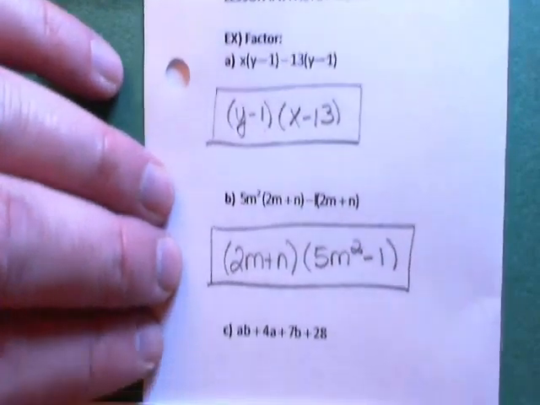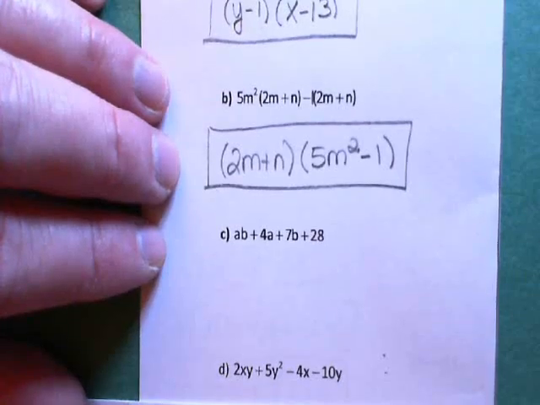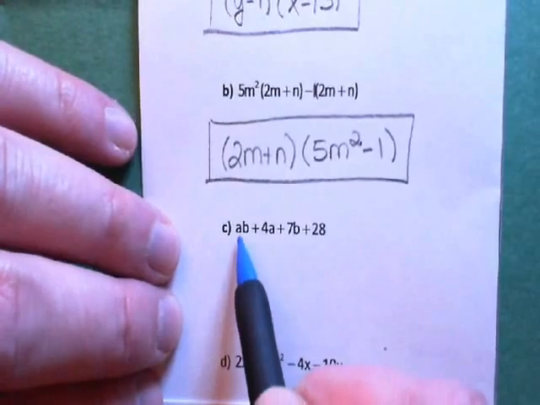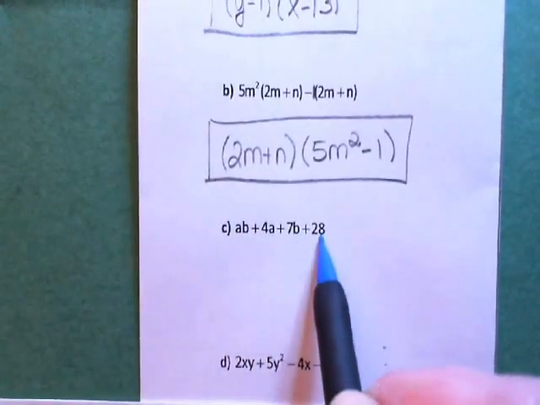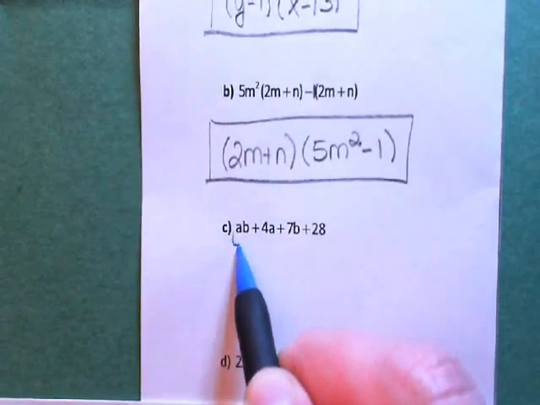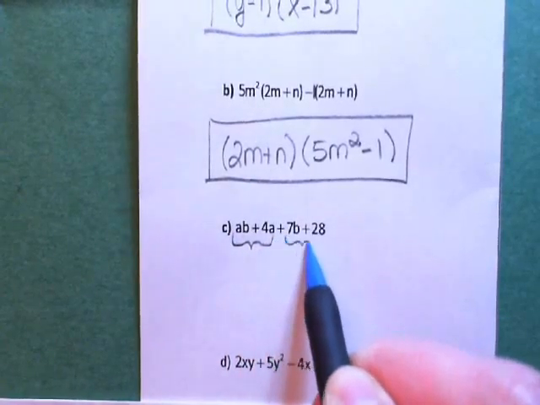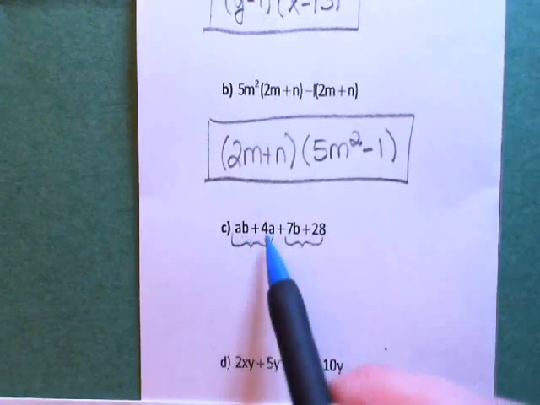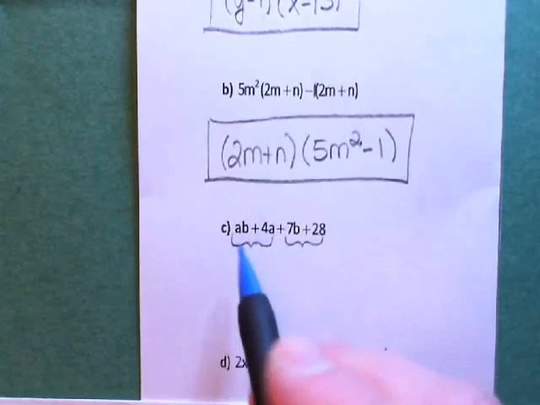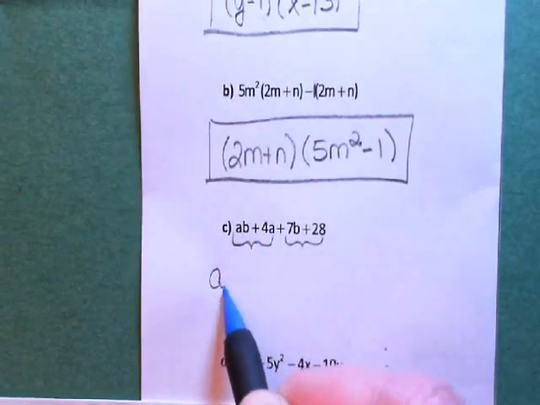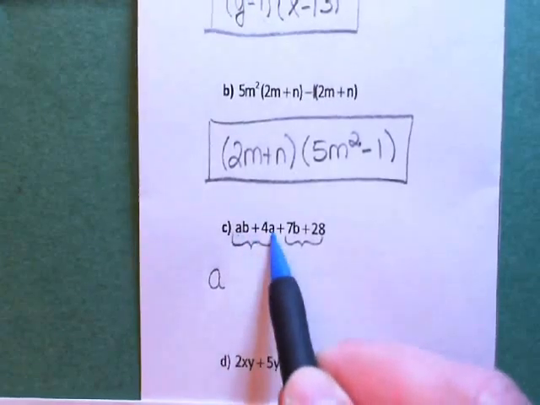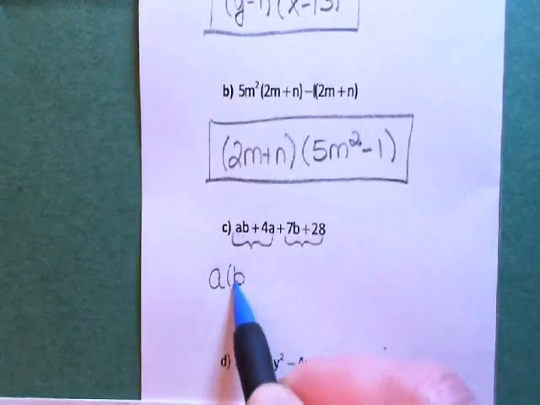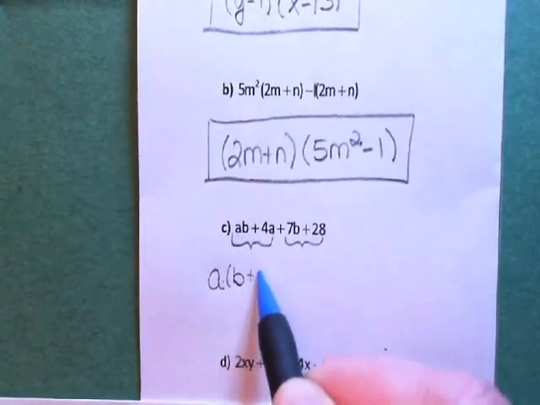Let's look at the next ones. For the next one, I ask myself, can I factor anything from all four? And the answer is no. So I'm going to factor by grouping. That means I'm going to group them in pairs, and focus my attention on the first two first. What can I factor from the first two? The answer is a, because a occurs in both of them. If I do ab divided by a, this would be b. And 4a divided by a would be 4.